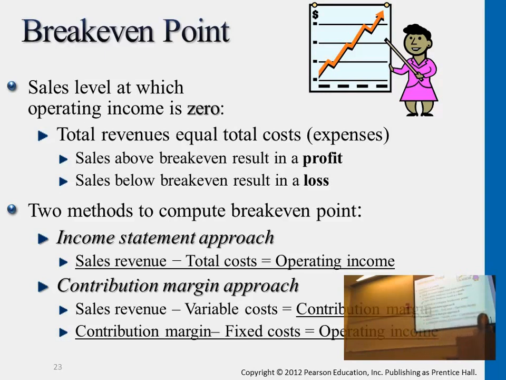Okay, so sales above break-even result in a profit. That's kind of the threshold for the business. They have to know that at least they have to make this dollar amount of sales in order to start getting profit. And this is also the threshold. If you go below it, you'll be getting operating losses.